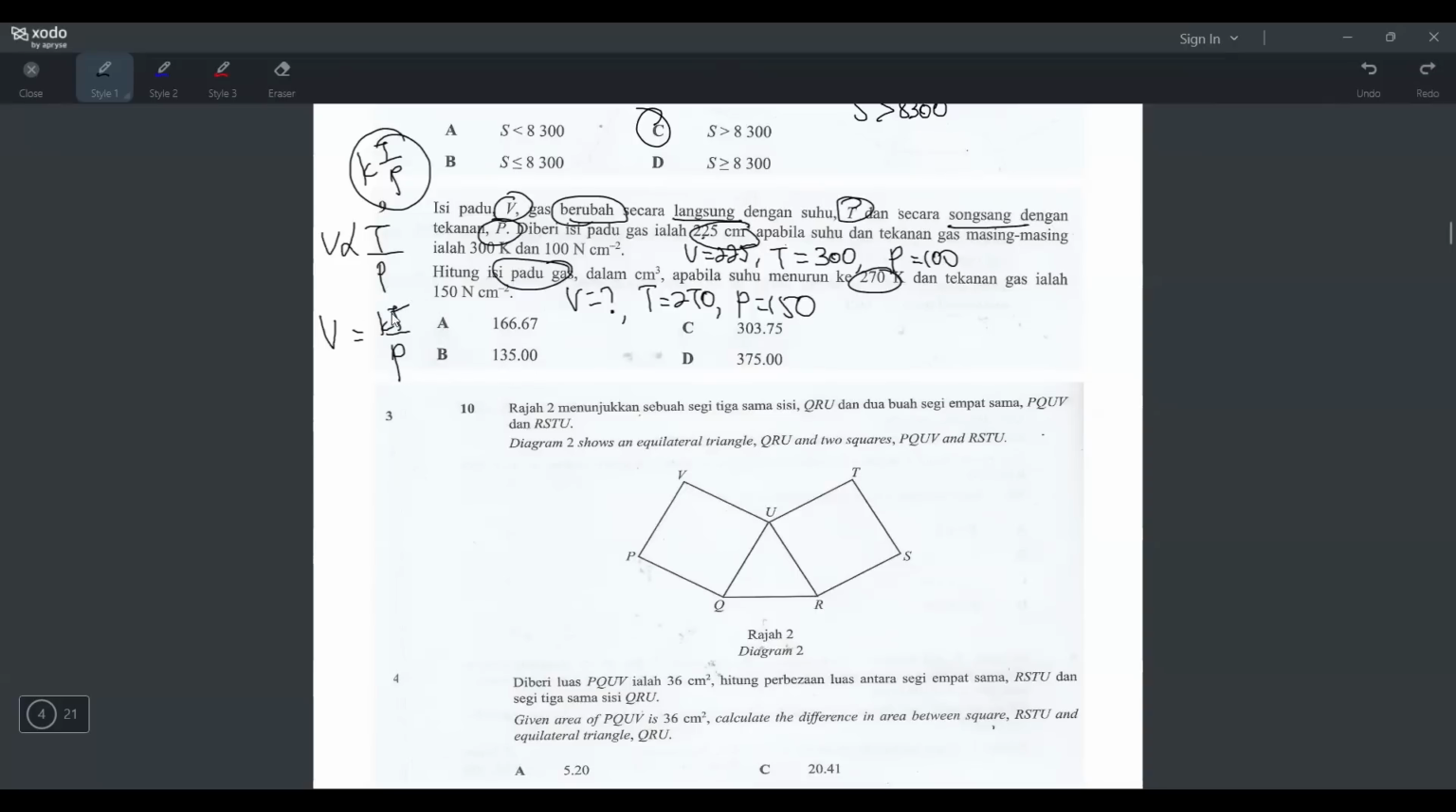And the next step is to find K. Okay, is to find K. And if you want to find K, you need to have the full information. You need to have V, you need to have T, you need to have P. Tiga-tiga ni kena ada. Satu tak ada pun tak boleh. Sebab kalau you tak ada satu sini, then you tak boleh cari K dah. You kena ada tiga-tiga baru boleh.